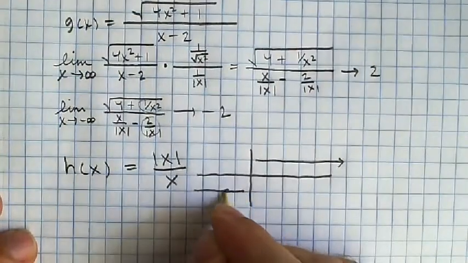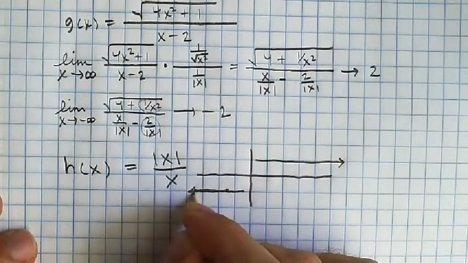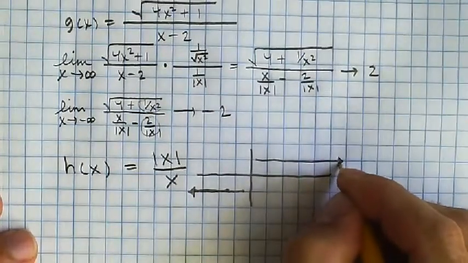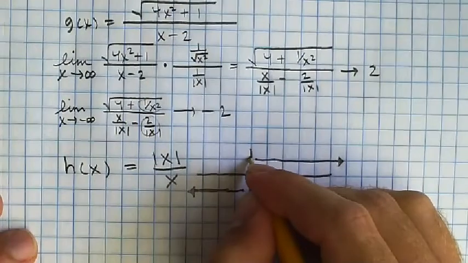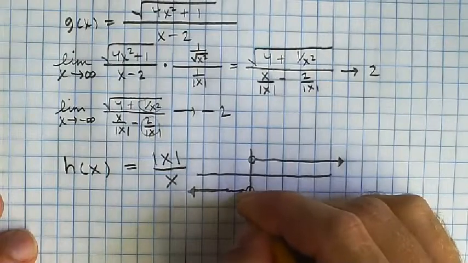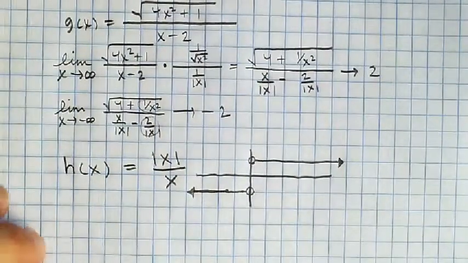At 0, hopefully in pre-cal they told you that 0 over 0 is not a real number. It's not equal to 1, it's not equal to 0, it's not equal to anything. So this is undefined at x equals 0. So we have little holes here. But otherwise, that's what the graph of that looks like.